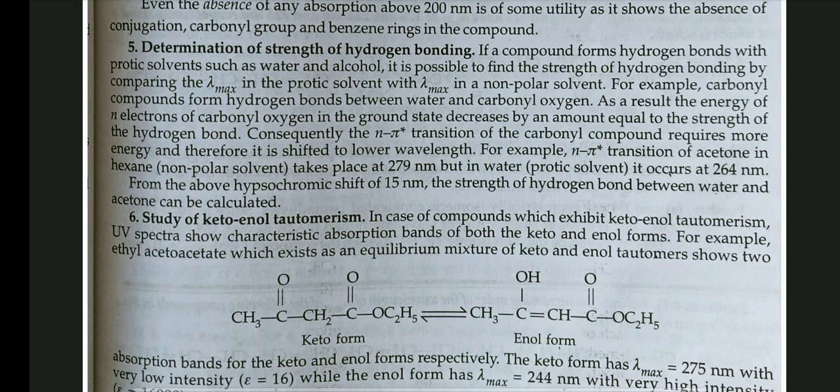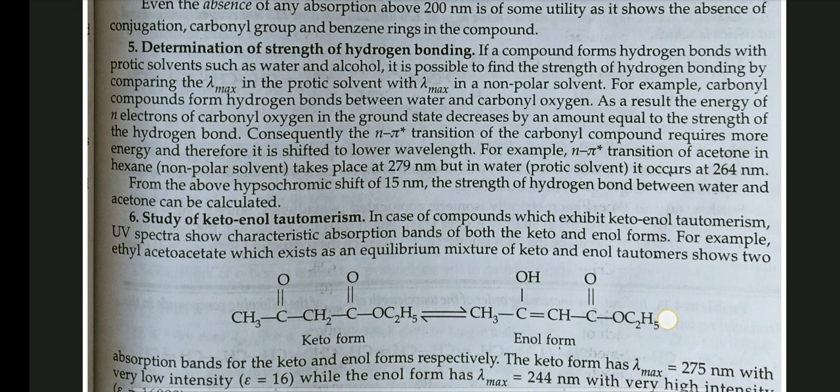of the hydrogen bond. Consequently, the n to pi star transition of a carbonyl compound requires more energy and is therefore shifted to lower wavelength. For example, the n to pi star transition of acetone in hexane, a non-polar solvent, takes place at 279 nanometer, but in water, a protic solvent, it occurs at 264 nanometer. From the above hypsochromic shift of 15 nanometer, the strength of the hydrogen bond between water and acetone can be calculated.